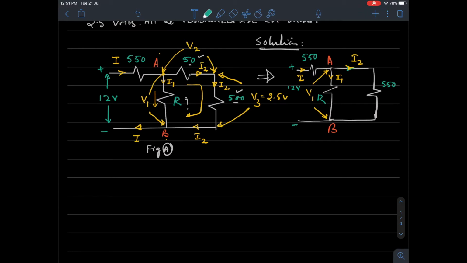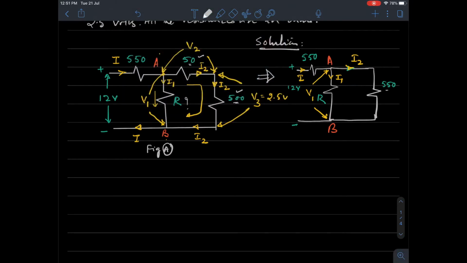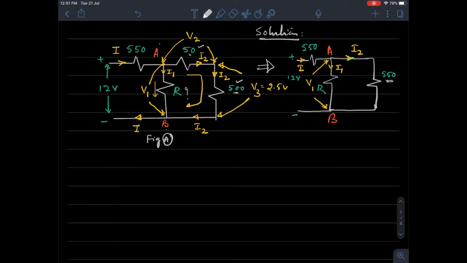Positive, negative. Okay, these two circuits are the same. What we've done is this 50 and 500 we have combined and made it 550, because 50 and 500 are carrying the same current I2. So this much we have done. These two networks are the same. This is my figure B.